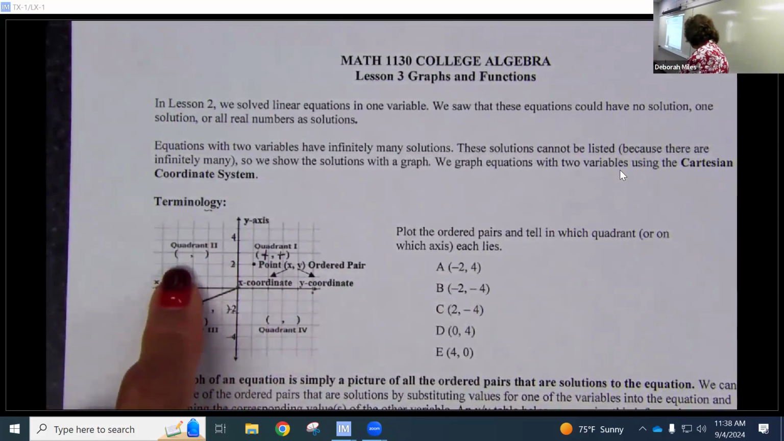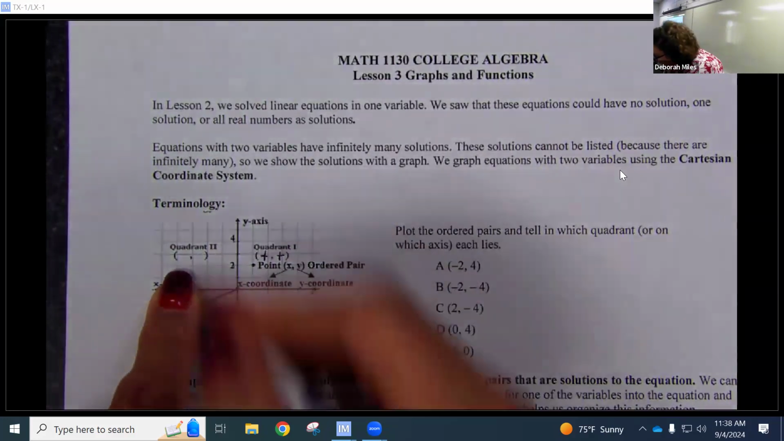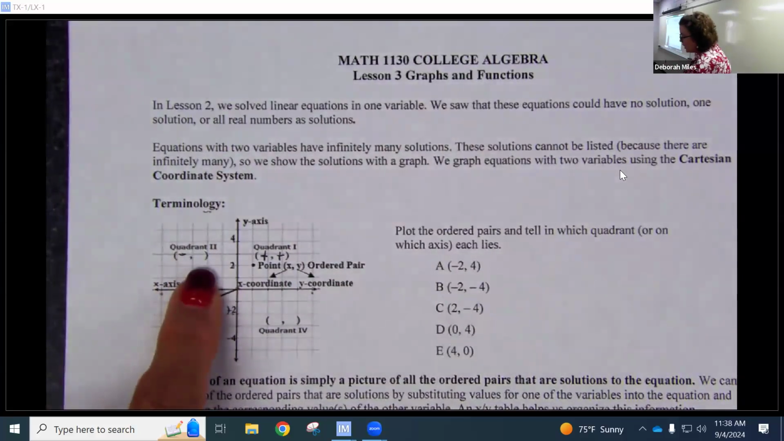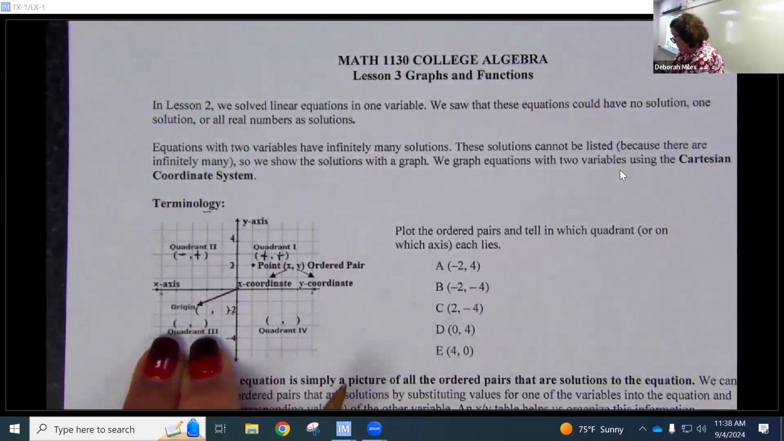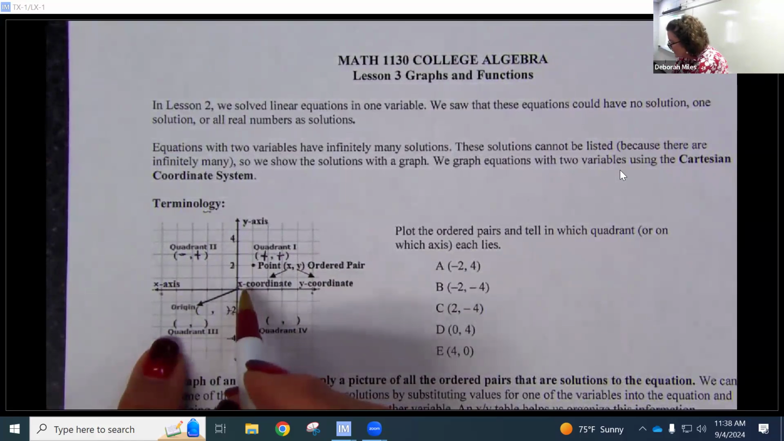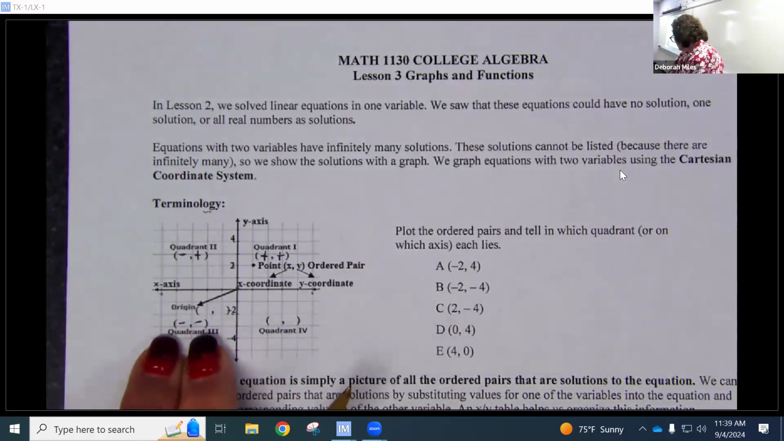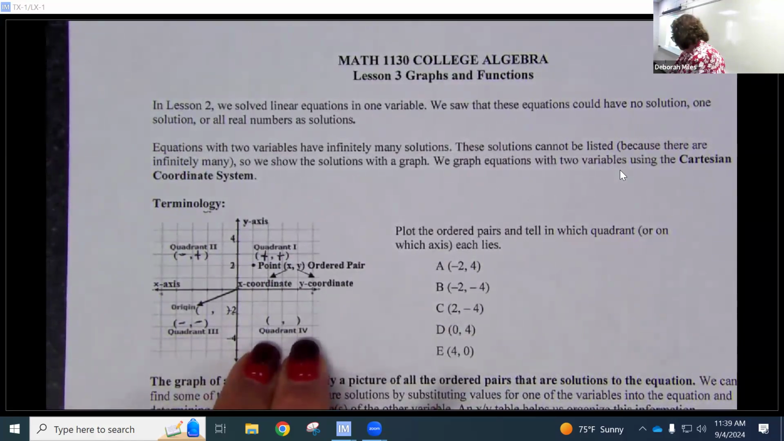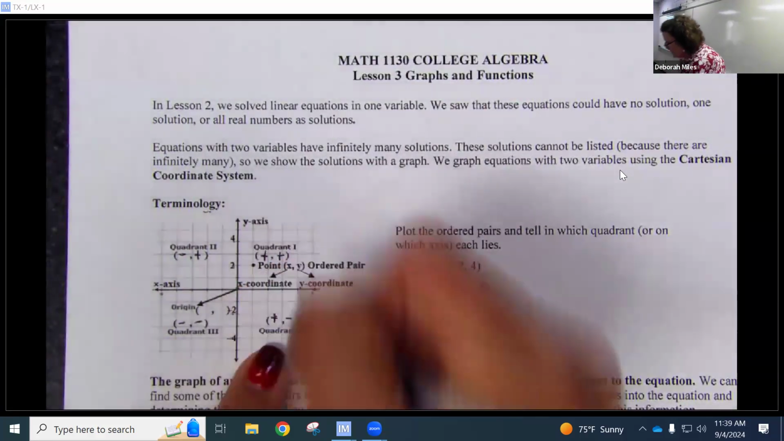In the second quadrant, what's the sign of your X coordinate? You're to the left of the y-axis, so your X's are negative and your Y's, you're above the x-axis, so your Y's are positive. What about the third quadrant? They're both negative because from the origin to get a point in the third quadrant, you go left and down. Left and down means both coordinates are negative. And then in the fourth quadrant, your X's are positive and your Y's are negative.